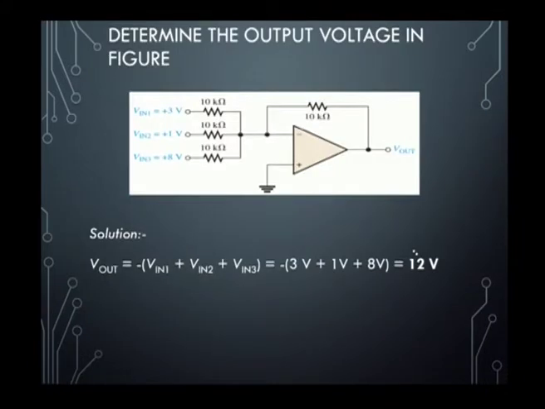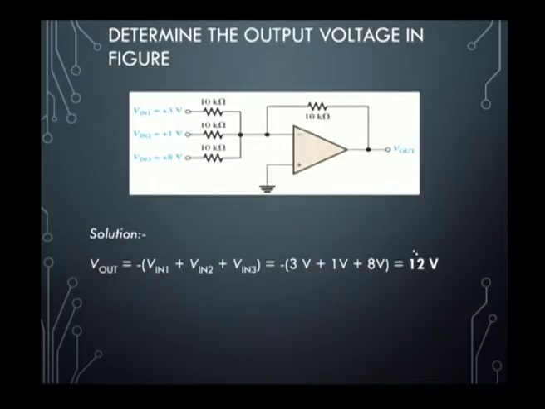Next we are going to use the expression that we already derived in the previous slide. The problem is to determine the output voltage in the figure. The output voltage can be easily determined with the help of the formula Vout is equal to minus of (Vin1, Vin2 and Vin3). Substituting the values for these 3 voltages, we get the output voltage of 12 volts for the problem, and the circuit for this is shown here with the 3 summing inputs. The output will be 12 volts.